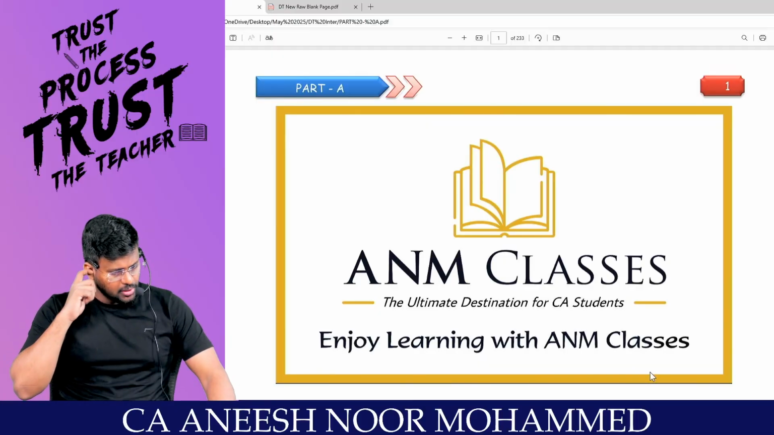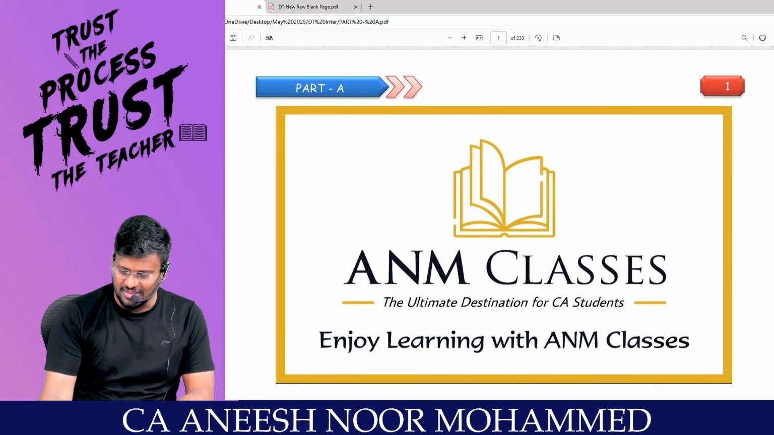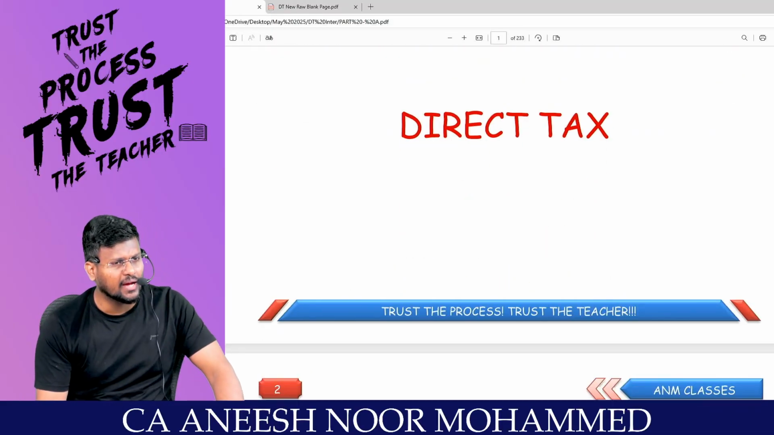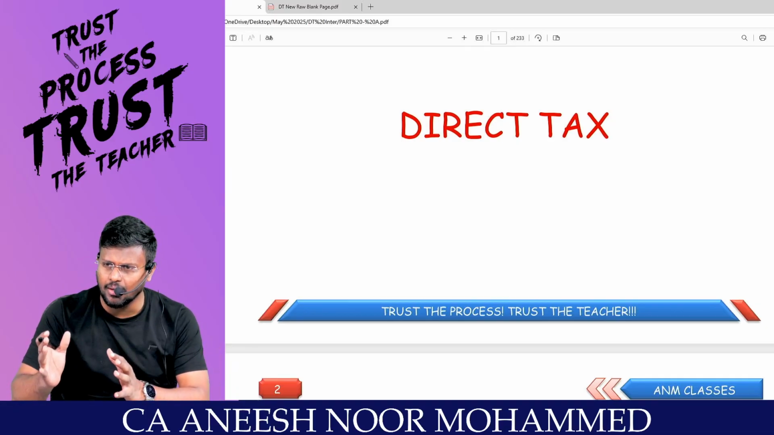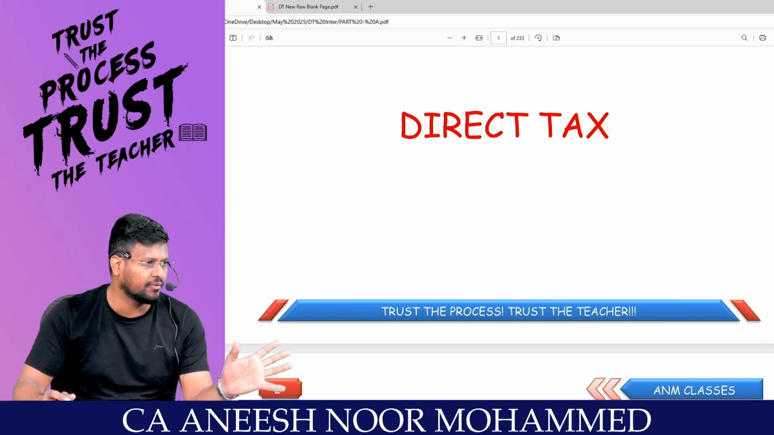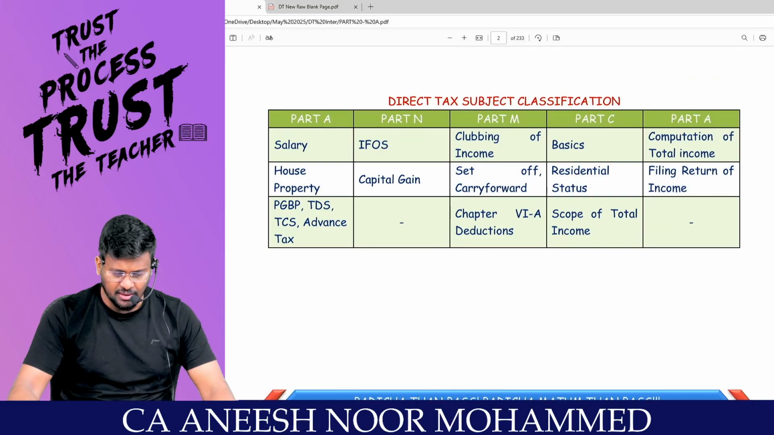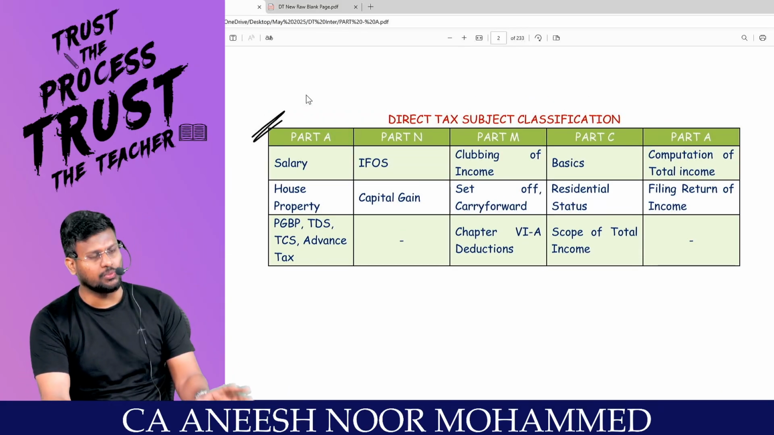So today onwards, we are going to start with a brand new subject called direct tax. At the inter level, this subject carries 50 marks. Tax is classified into two categories: one is DT, 50 marks, and the other is IDT, 50 marks. In that, my dear lovable students, we have classified the DT into 5 parts for our classroom discussion.